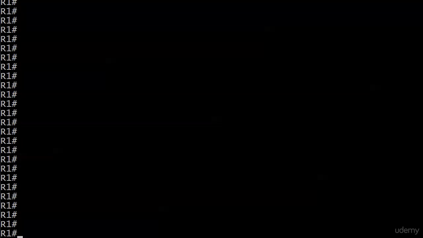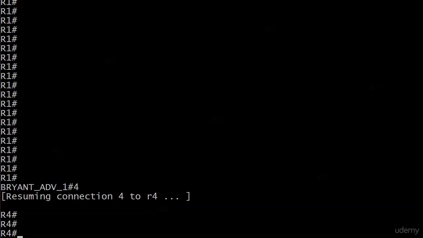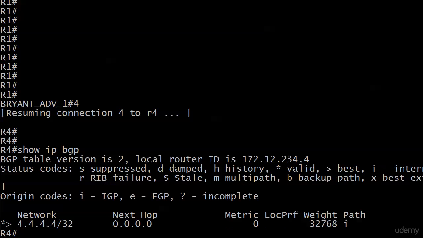We've got router 1 ready to go. Let's start on 4 because I want to show you that I was not lying to you about that weight attribute. Show IP BGP. Here's that network 4.4.4.4. It's locally originated, so we see a next hop of all zeros, and we see a weight of 32,768. So all is well here.